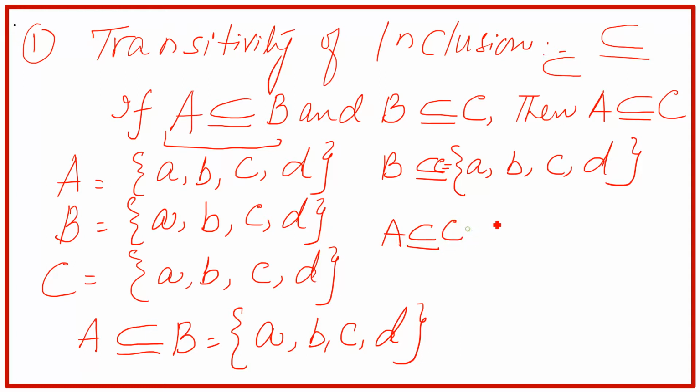So see, each element of A should be present in C: A, B, C, D, A, B, C, D. Two sets are subsets of each other if and only if each element of one set is present in the other one. Right? So this is called the transitivity of inclusion, and we have proved it. And this is the first property. In the next lesson, I will show you the second property, and thanks for watching.